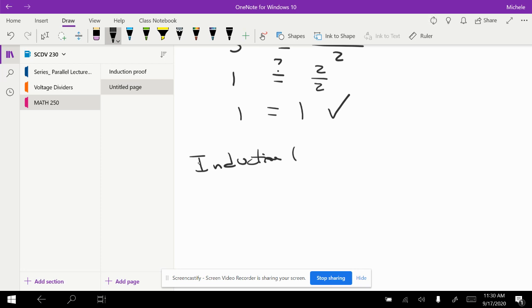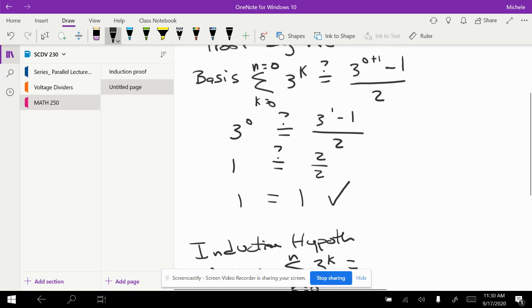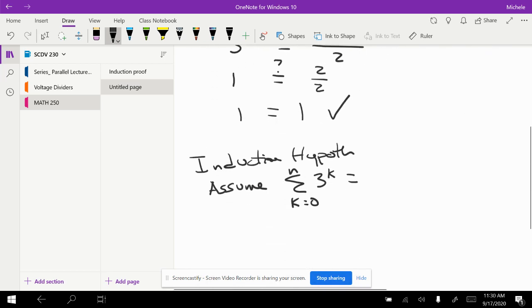So the next thing we need to do is the induction step. I guess we need to do the induction hypothesis first. So here we assume that the sum from k equals 0 to n of 3 to the k is equal to 3 to the n plus 1 minus 1 over 2. So that's our assumption.